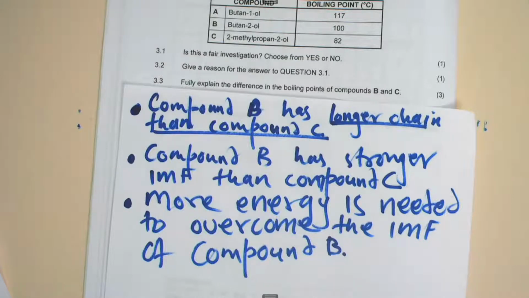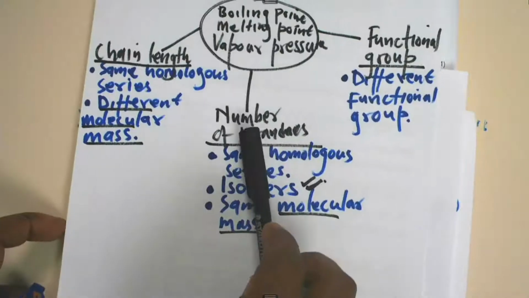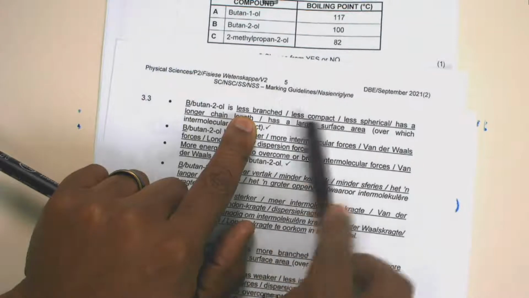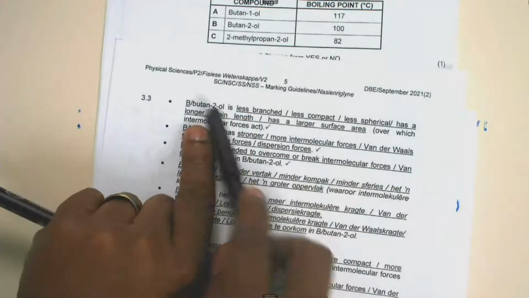So you can easily say it is less branched, it is less compact, it is less spherical, has a longer chain, has a larger surface area. All those will be correct, because now the idea is we understand if it's the number of branches, it means it's either less branched or more branched. It's less compact, less spherical, has a longer chain.